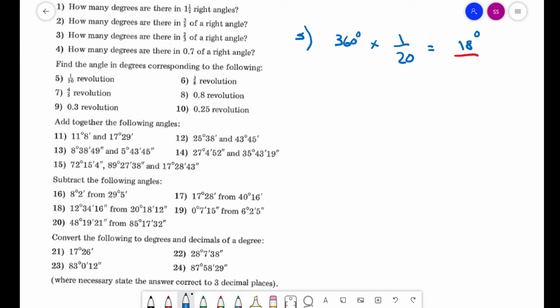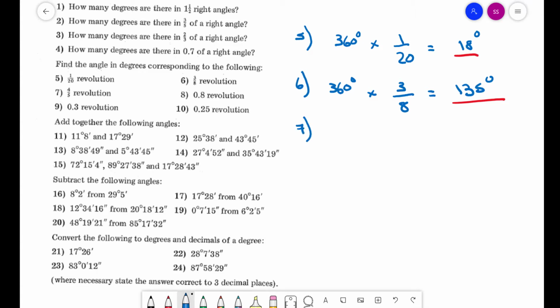And hopefully you can see that this is pretty much the same question as 1 through 4. We're just multiplying this time by a different angle. In this example, 360 degrees, because we're talking about an entire revolution. Okay, for question 6, 3/8 of a revolution, that will be 360 multiplied by 3/8. So what does that one give us? 360 times 3/8 gives us 135 degrees.